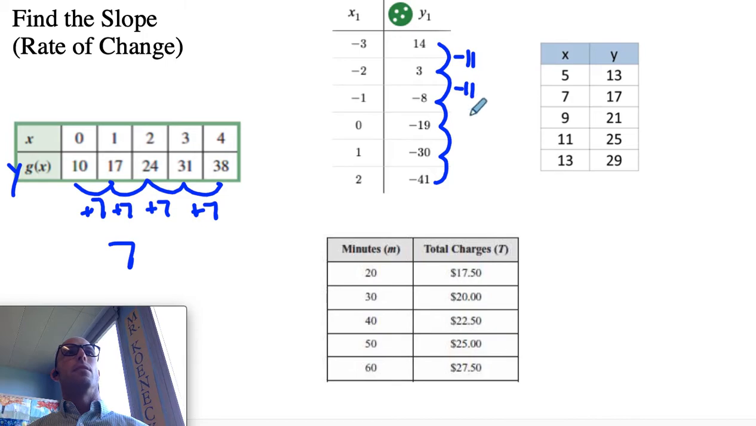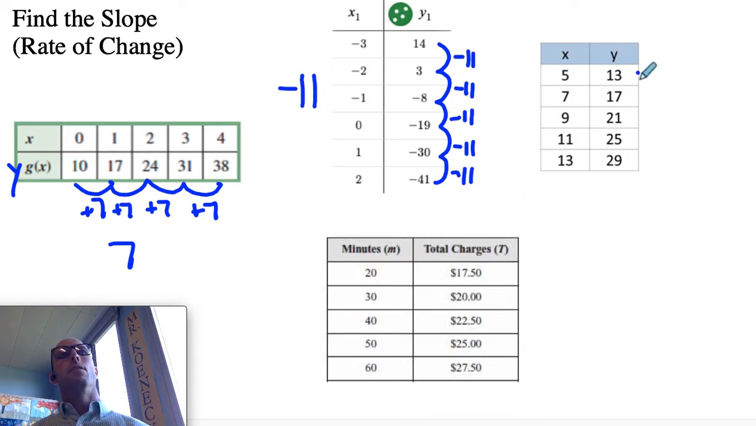Yep, minus another 11, minus another 11. Now, technically, we really should check everything in the table. If it's linear, it should continue forever, so any of the data there should follow that rule. So the slope or the rate of change on this one is just negative 11.